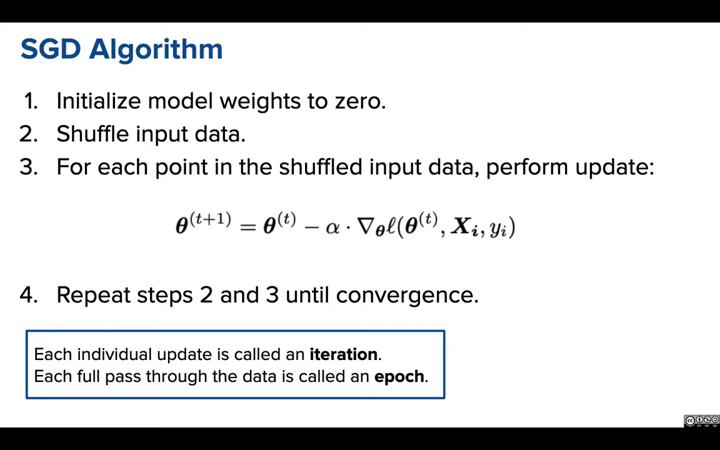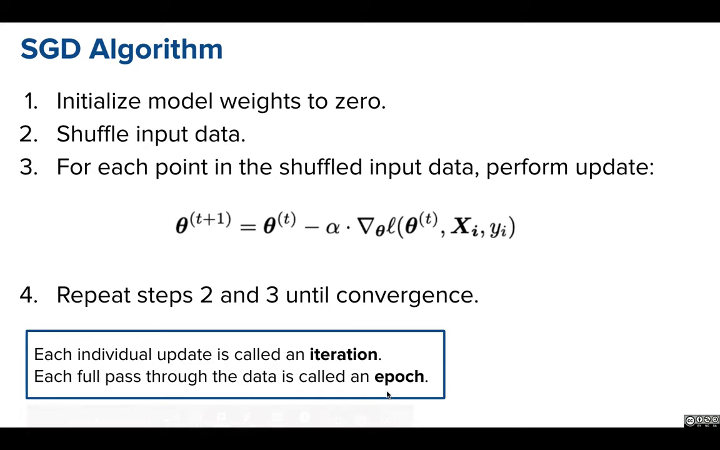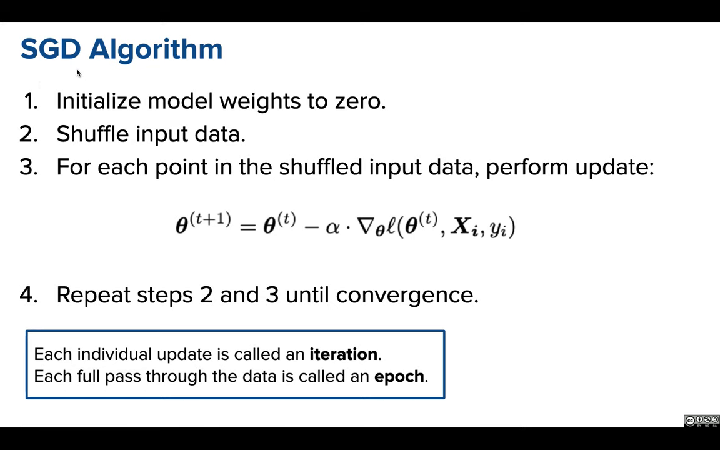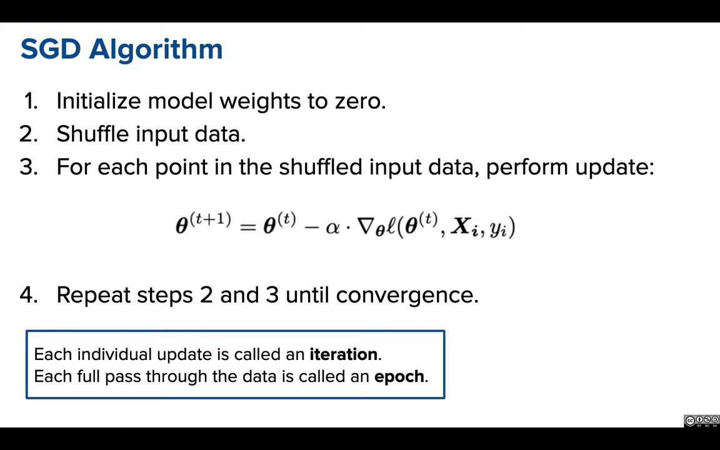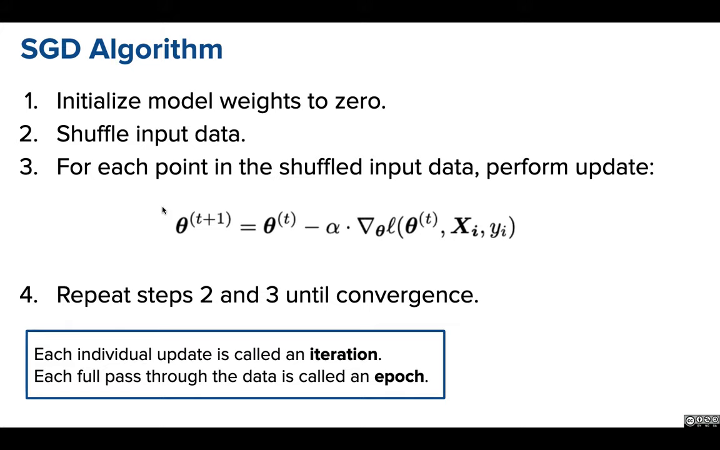I do want to point out that every time we update theta, we'll call that an iteration. And every time we pass through the data, one full loop, we'll call that an epoch. The reason we differentiate between these two is because it allows us to better compare stochastic gradient descent with batch gradient descent. In batch gradient descent, every iteration is also an epoch, because every time it updates theta, it loops through all the data points. In stochastic gradient descent, if you have 1,000,000 data points, you're going to make 1,000,000 updates every time you run through the data once.